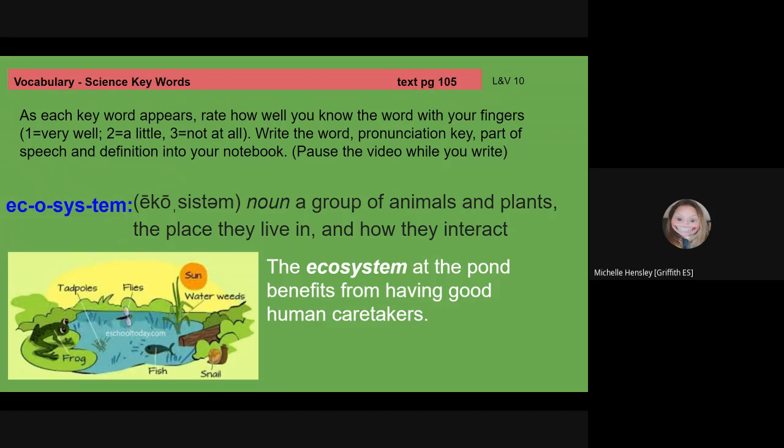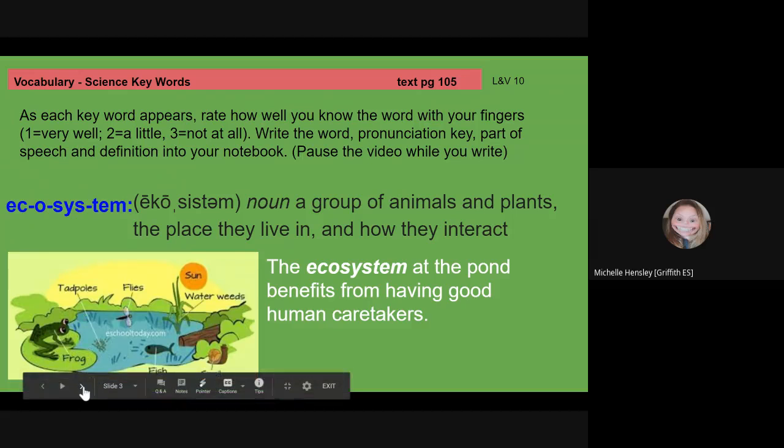Okay. If you need more time, ecosystem is a long word and it's a little bit of a long definition. Go ahead and push pause right now. We're going to move on to the next word.